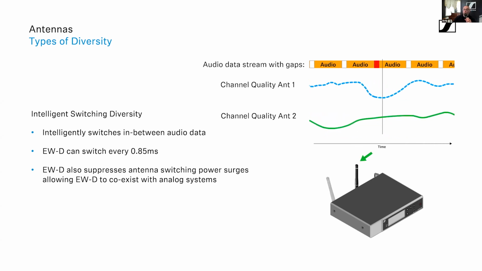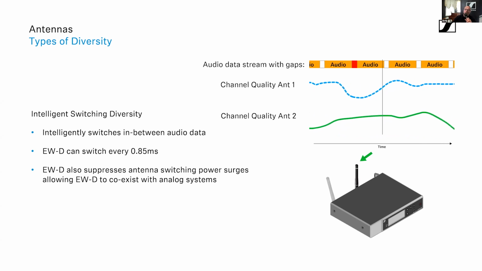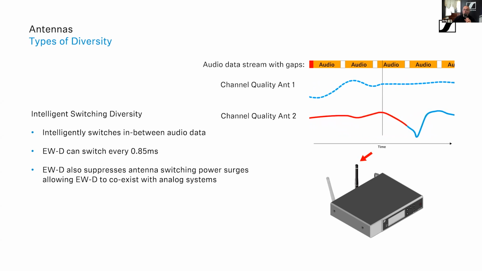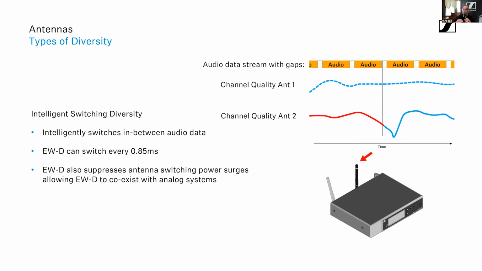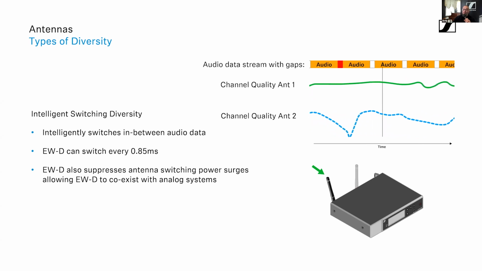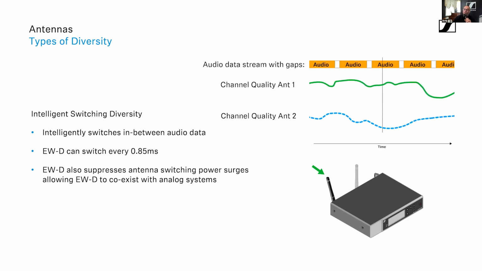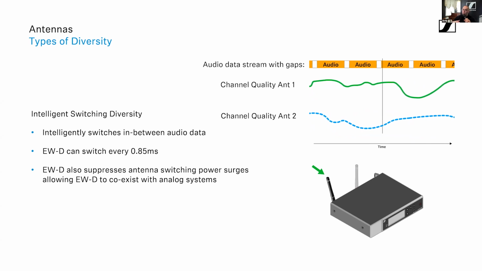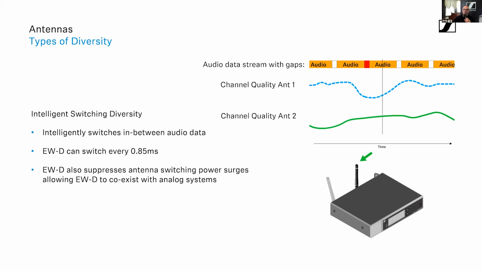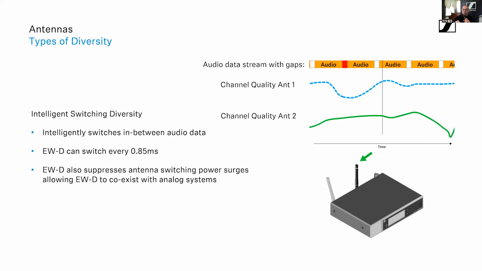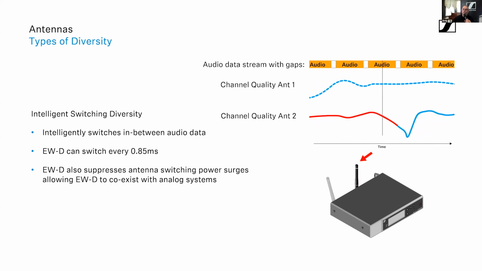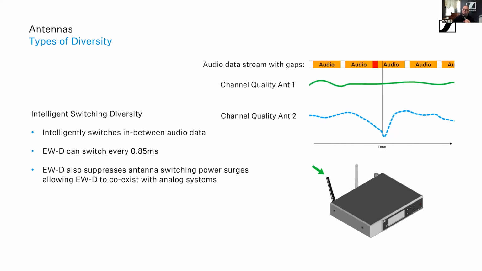So the Evolution Wireless Digital can actually decide, okay, I'm going to switch to the other antenna. Okay, now I'm going to switch back every 0.85 milliseconds. That's less than 1 millisecond, which is a thousandth of a second. So it's extremely fast that it can do that. And now you're never going to hear an audio glitch or an audio issue, because we're only switching in between those gaps. Another thing that's unique to Evolution Wireless Digital is that we've suppressed the surge that happens when we switch from one antenna to another.